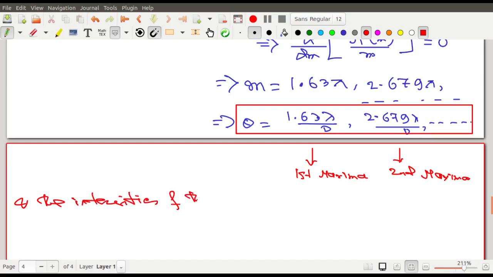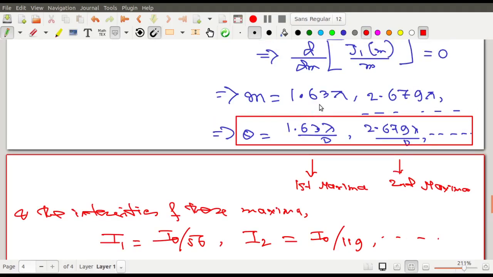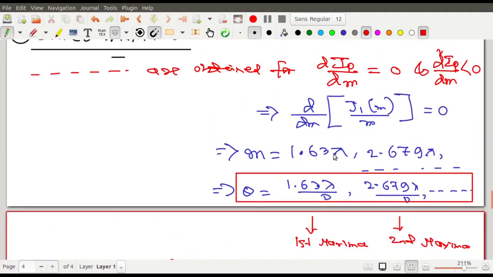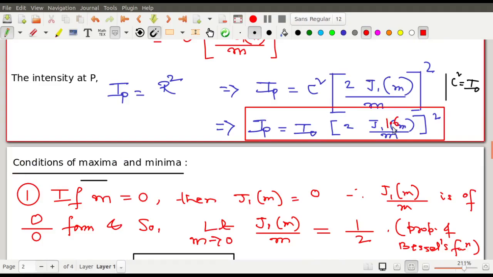And the intensities of these maxima, এই ম্যাক্সিমাগুলোর ইন্টেন্সিটি হচ্ছে, I1 is equal to I0 by 56 if you calculate it. If you calculate I2, it will come out to be I0 by 119. ঠিক আছে, এই যে তুমি m এর ভ্যালুটা পেলে, 1.63 pi, this value you plug in over here, you just follow the calculation of single slit, you will get the idea. এটা ক্যালকুলেট করলে I0 by 56 আসে.